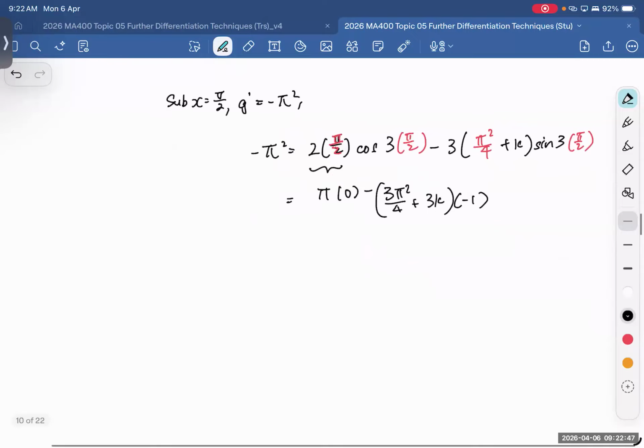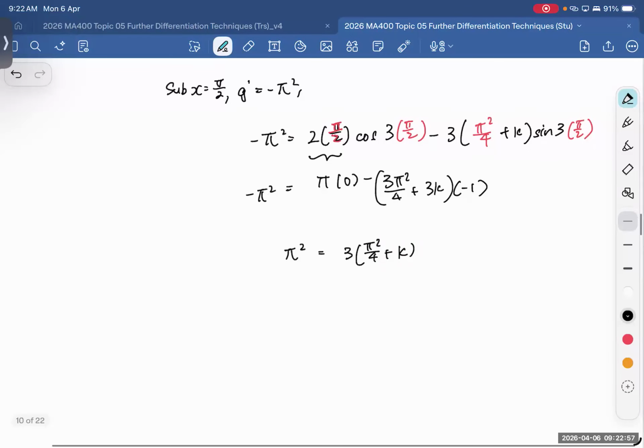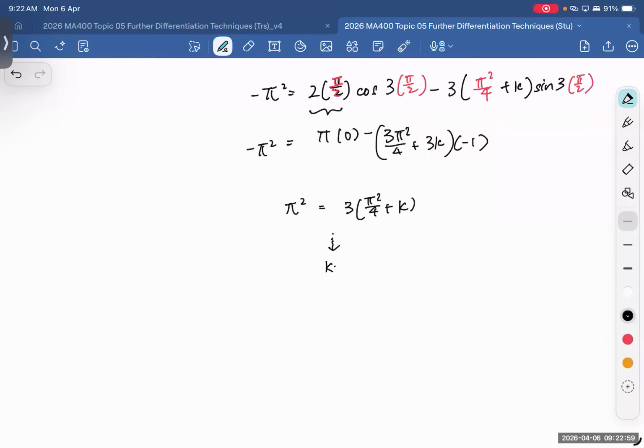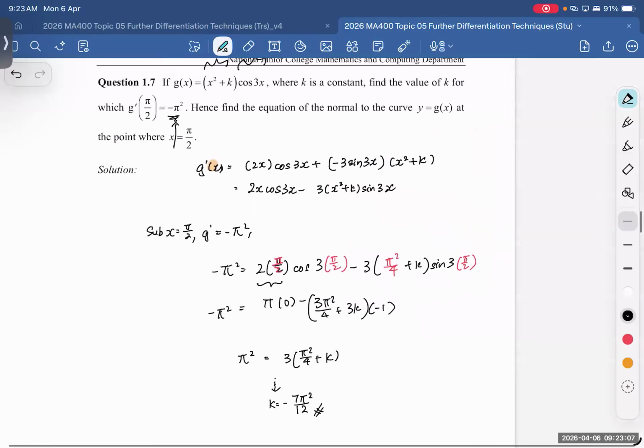Then divide by negative sign on both sides. Pi squared is equal to 3 pi squared over 4 plus k. Simplify this. You should be able to get that k is negative 7 pi squared over 12. Okay, this is question 1.7.